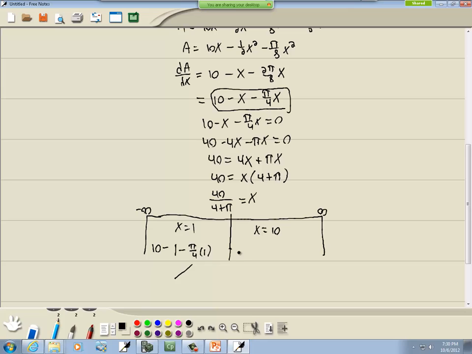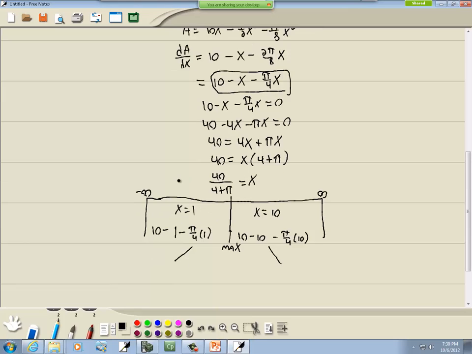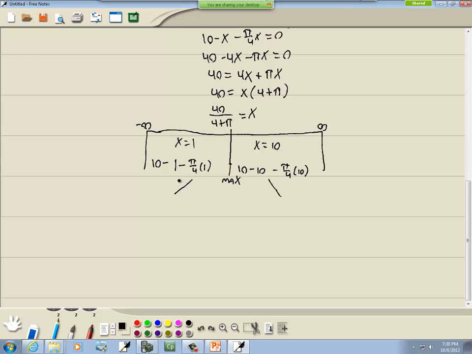If we put the 10 in, we'll have 10 minus pi over 4 times 10. 10 minus 10 is 0. That drops away. Negative pi over 4 times 10, I don't know what it is, but it's negative, so it's decreasing. So this is indeed a max. Okay, so we got a max at x is equal to 40 over 4 plus pi.